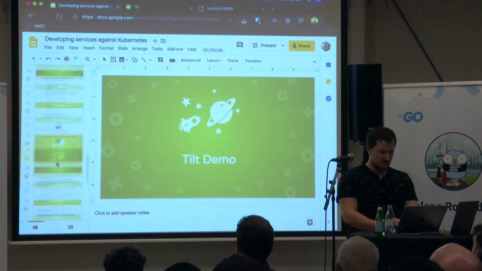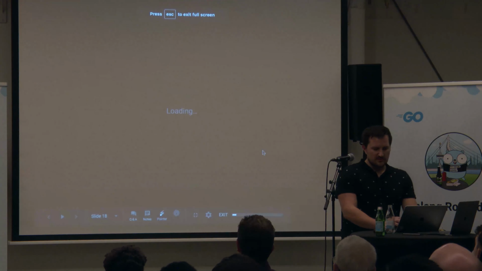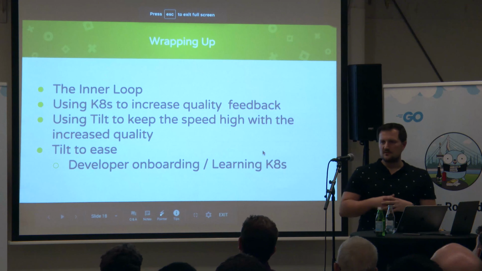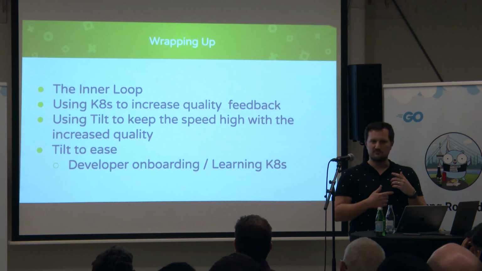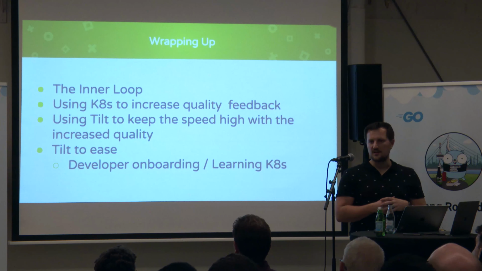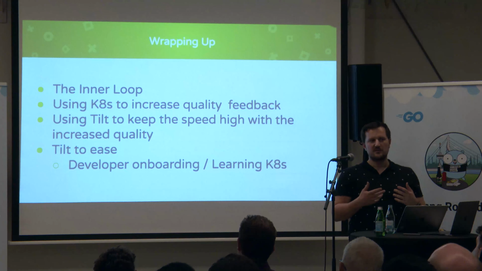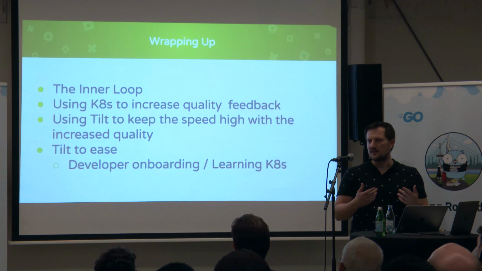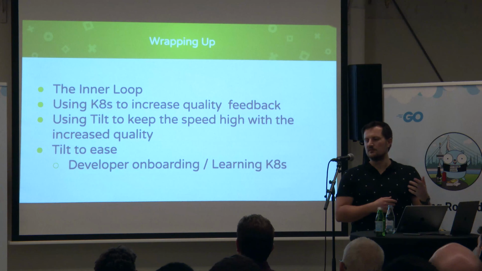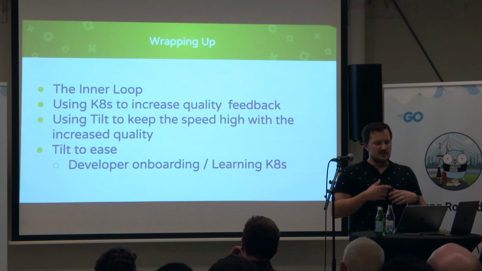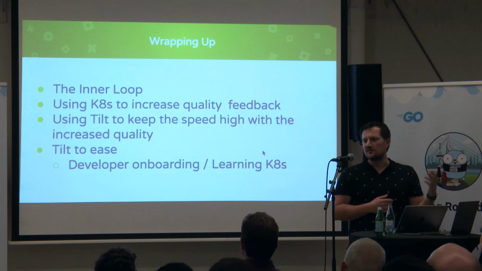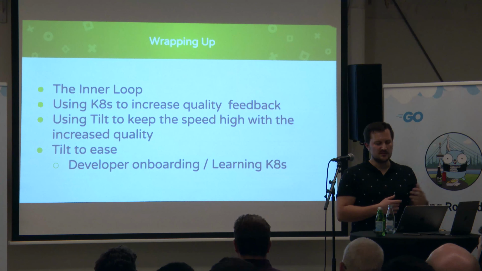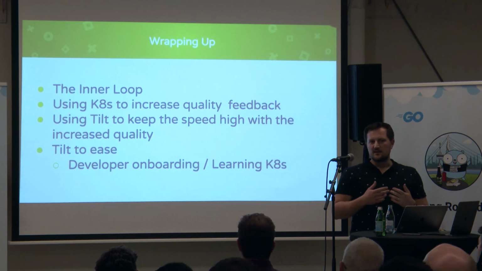That's it for the demo. So let's wrap this up. So pretty much we talked about the inner loop. So this workflow developers are constantly going through to get value to customers. Really, they want this really quick, really quality feedback cycle. We talked about how we could potentially use Kubernetes to increase the quality of the feedback they're getting by developing on something that's very close to production. And then using Tilt to keep up this high speed even though we're increasing the quality. So we didn't lose any speed doing this, we just increased a hell of a lot of quality for not a lot of loss. And you can see how Tilt can be super easy for developer onboarding.